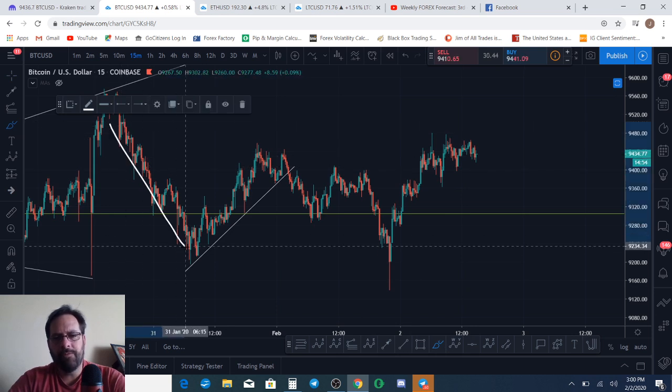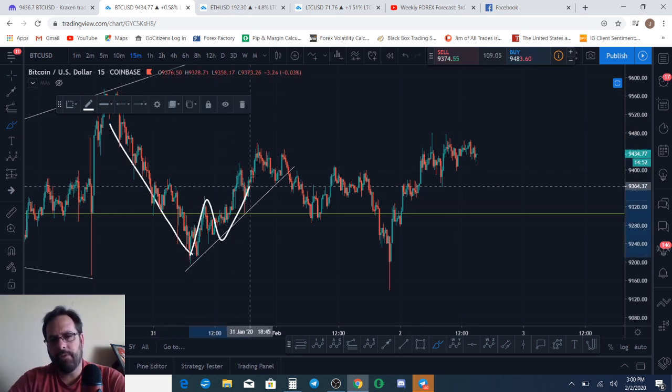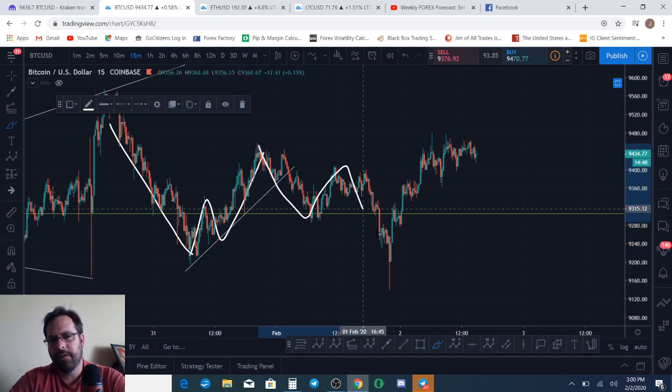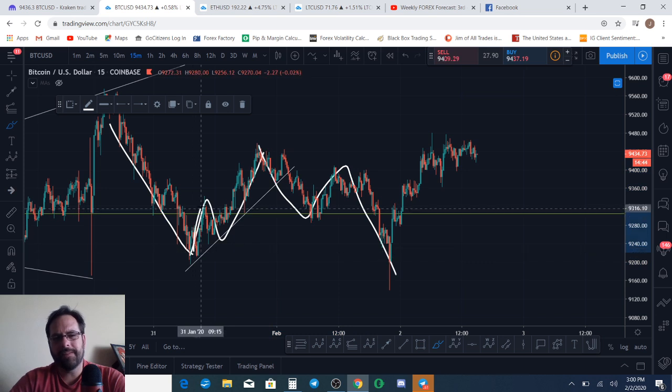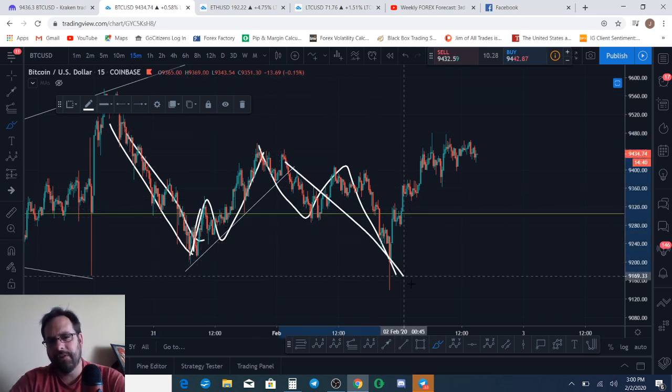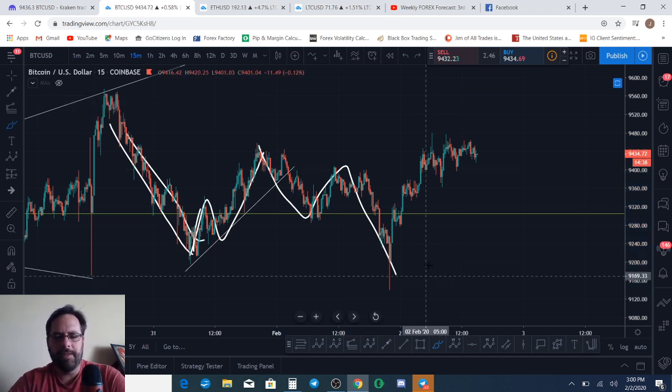So we had a 5-wave move, okay? We have this 3-wave move, and then we have another 3-wave move here. So that doesn't make sense, really. If this is 5 waves, this should have been 5 waves, but it didn't. It was 3 waves.